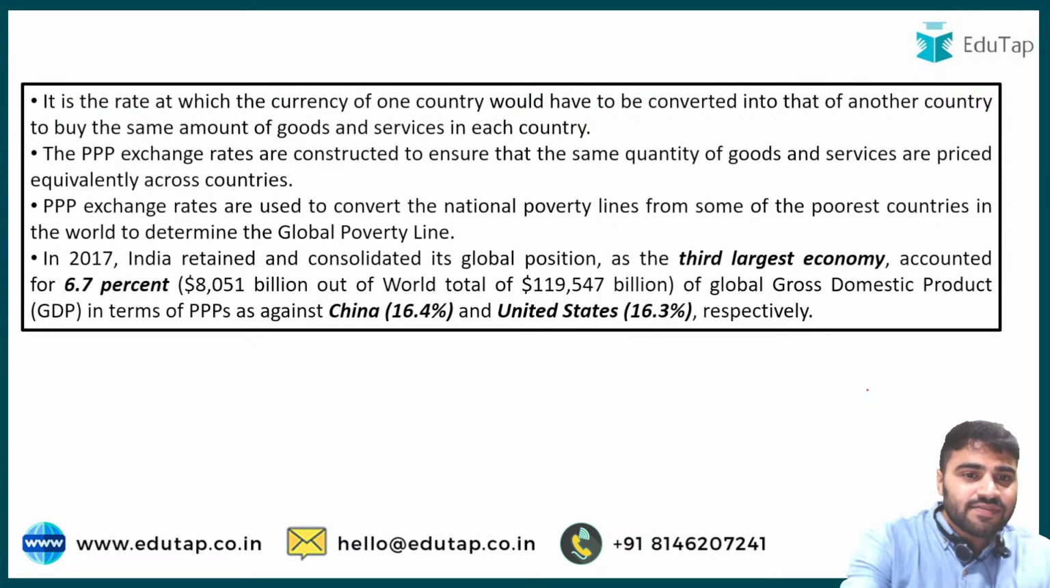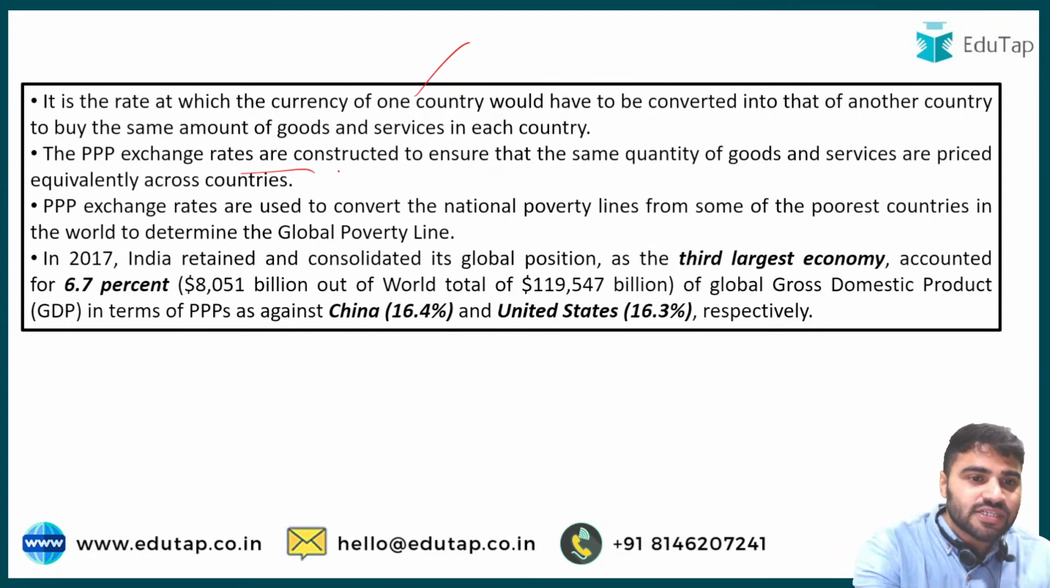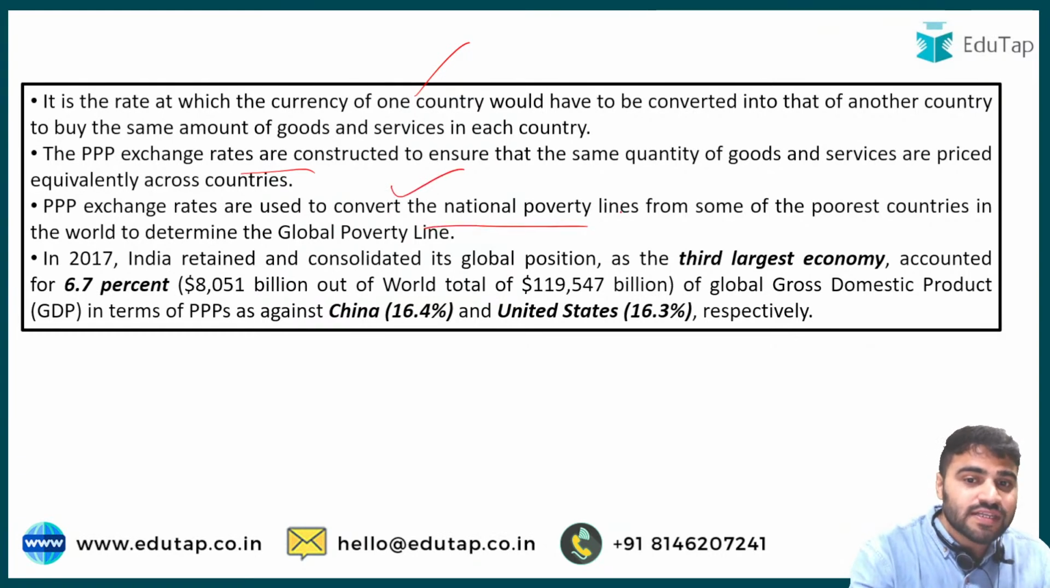So it is the rate at which the currency of one country would have to be converted into that of another country to buy the same amount of goods and services in each country. The triple P exchange rates are constructed to ensure that the same quantity of goods and services are priced equivalently across countries, and PPP exchange rates are used to convert the national poverty lines.